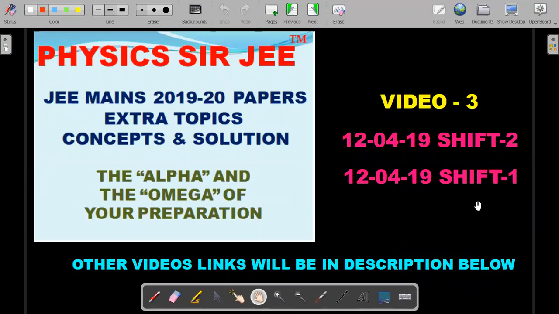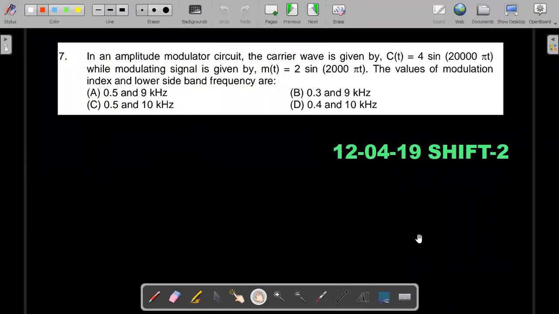I keep saying this: the best preparation for any JEE exam, Mains or Advanced, in the last leg is to solve the previous papers. That's why I call it alpha and omega, the starting and the ending of your preparation. Okay, so let's start with the 12th April shift 2 paper.